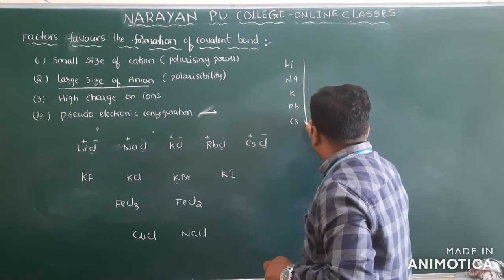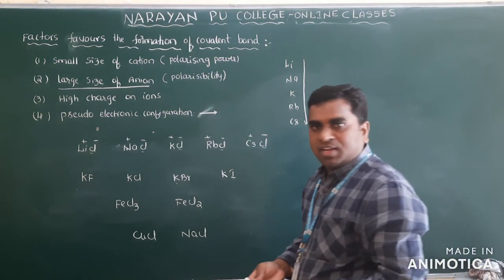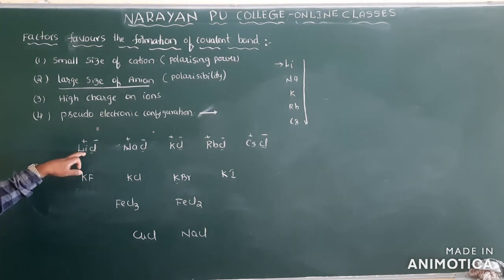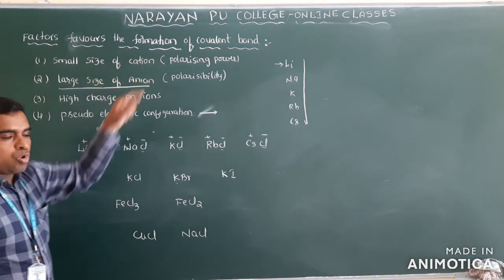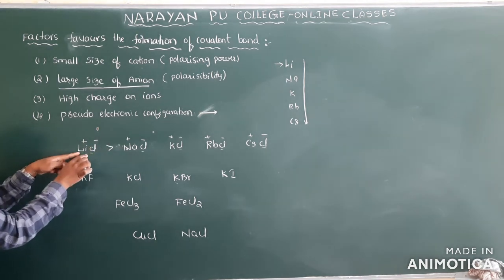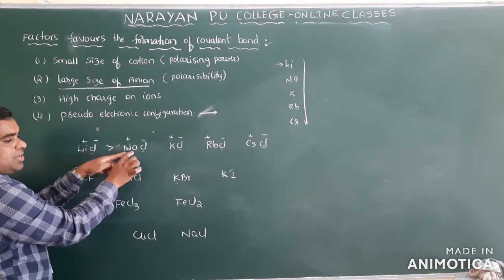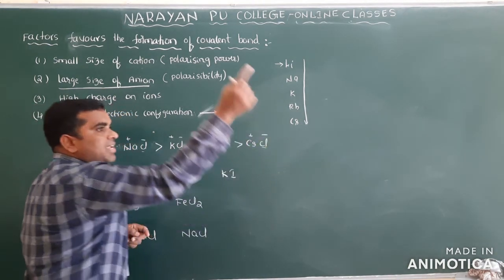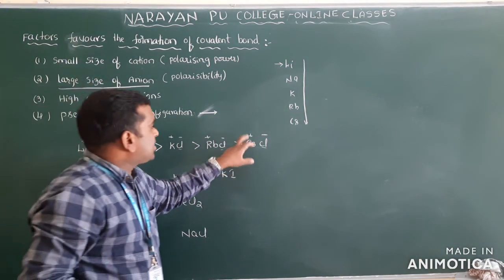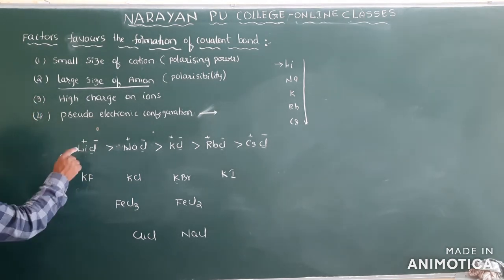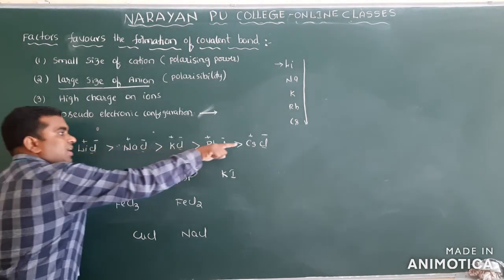As you are moving down the group, size increases. So which one is having the smallest size here? Li plus is having the smallest size. A small size cation favors the covalent bond. So compared to all, this one will have the highest covalent character. And sodium is a smaller cation compared to potassium. Cesium is having a large size, so a large size cation will not favor the formation of covalent bond. So this is the covalent character order.